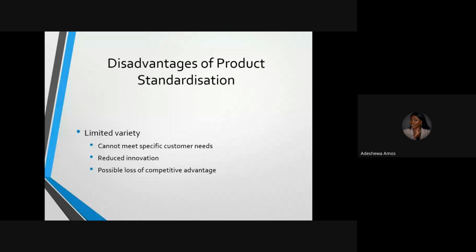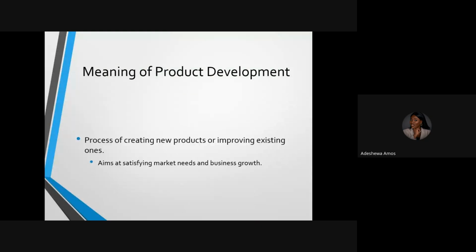In order for you to have competitive advantage, you have to ensure that you are innovative. But if you are not innovative and you keep bringing the same thing over and over again, you are unable to compete with any customer. You are just there selling, but you are not competing, okay? Or you do not hold any competitive advantage.